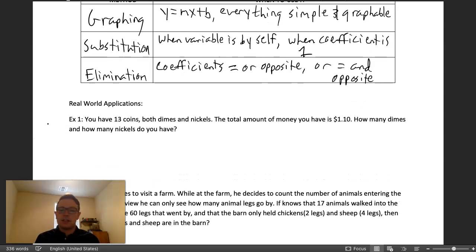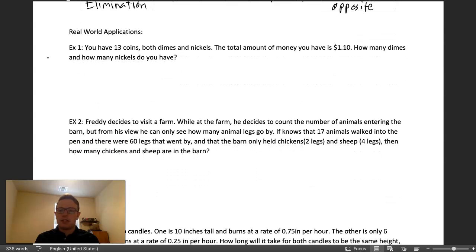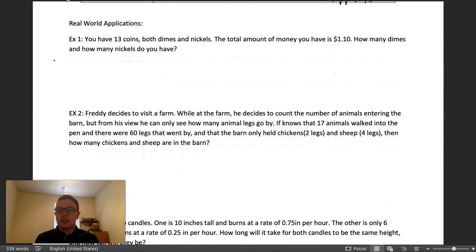And today we're going to talk about real-world applications. The first one is sort of the first type of problem that I like to deal with, or the first type of problem that I think we have. We have 13 coins, both dimes and nickels, and we have a total amount of money. We're looking for how many dimes and how many nickels we have. It's pretty clear here that our two unknowns are dimes and nickels. So those are going to be our two variables.